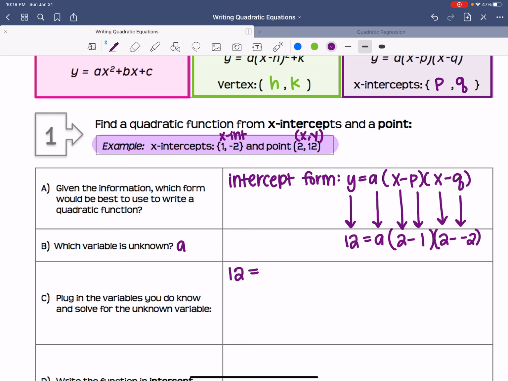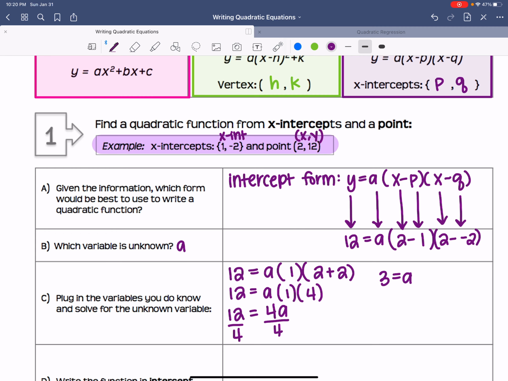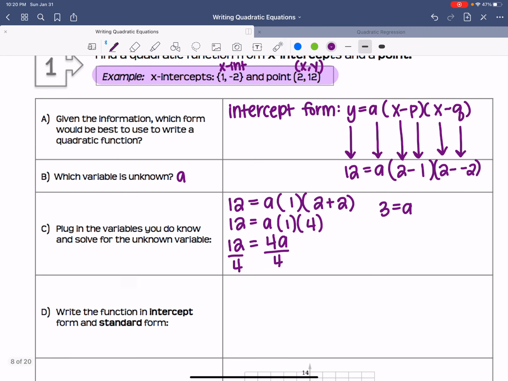So we have 12 equals a times 2 minus 1 is 1, and 2 minus -2 is really 2 plus 2. And we're just going to continue that process. 1 times 4. So this gives us 12 equals, I'm going to write this as 4a. Then divide by 4 on each side. And we get that 3 is a. So we found our unknown variable.